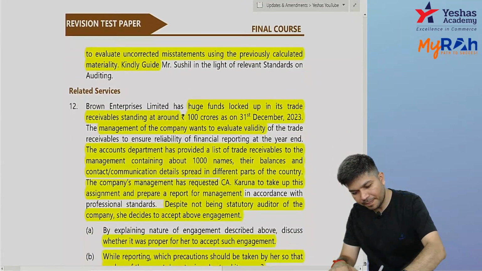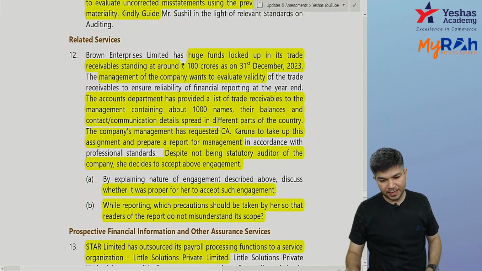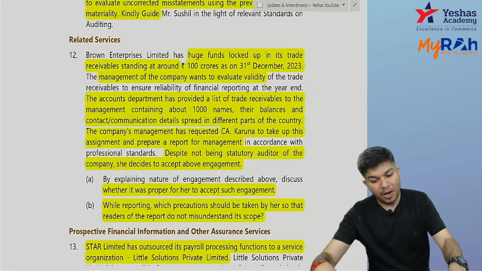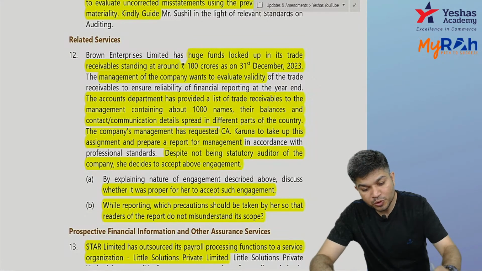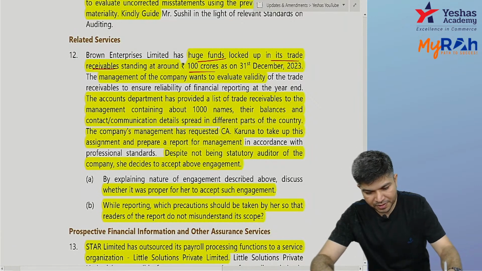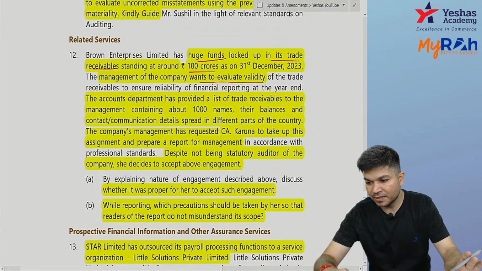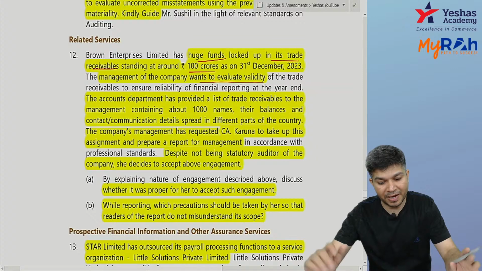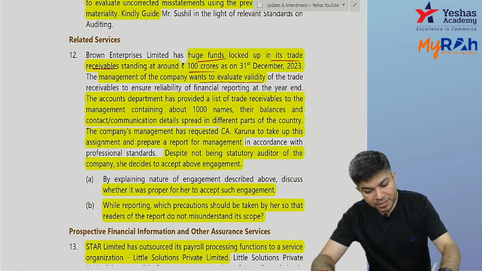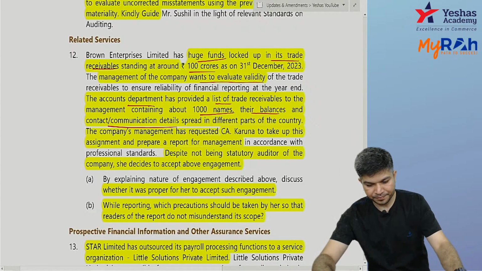Going to question number 12. Okay, Brown Enterprise Limited has a huge fund locked up in trade receivables. There's a huge fund locked up in your debtors, which is 100 crore rupees. Management wants to evaluate the validity. You want to understand whether the trade receivables are fine or not. The accounts department has given a list containing 1000 names, balances, address details, all that.